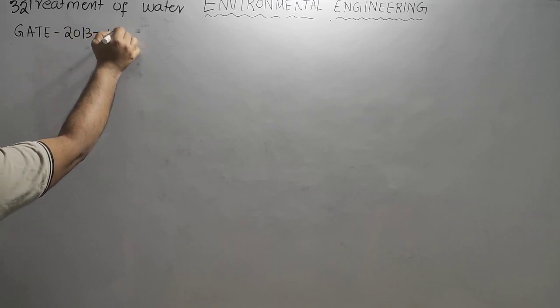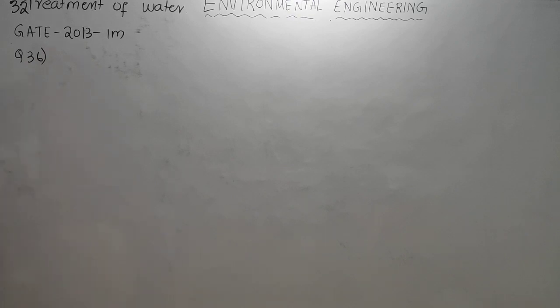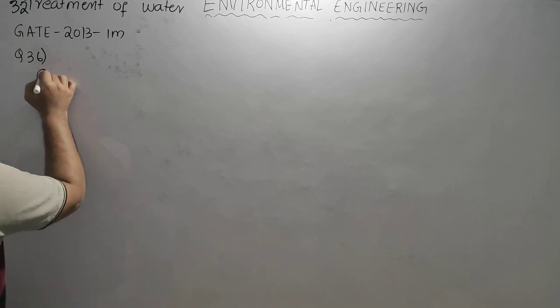GATE 2013, 1 mark question. Question number 36. A water treatment plant having a discharge of 1 meter cube per second has 14 filters to treat the water. Each filter is having an area of 50 meter square, but due to backwashing activity, 2 filters are non-operational. Calculate the hydraulic loading rate in meter cube per day per meter square. This is the question. Okay. So what is the given data?